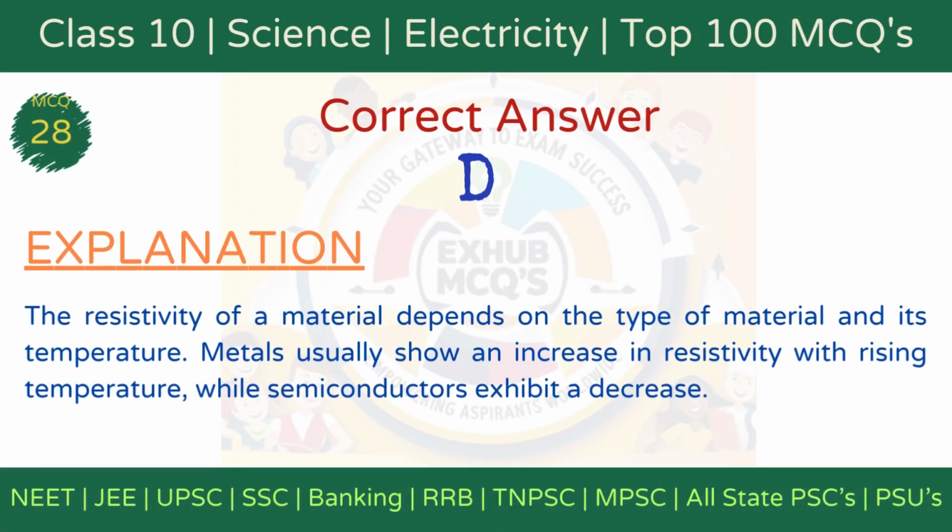The correct answer is option D, depends on the material. Explanation. The resistivity of a material depends on its type and temperature. Metals generally show an increase in resistivity with rising temperature, while semiconductors exhibit a decrease in resistivity as temperature increases.